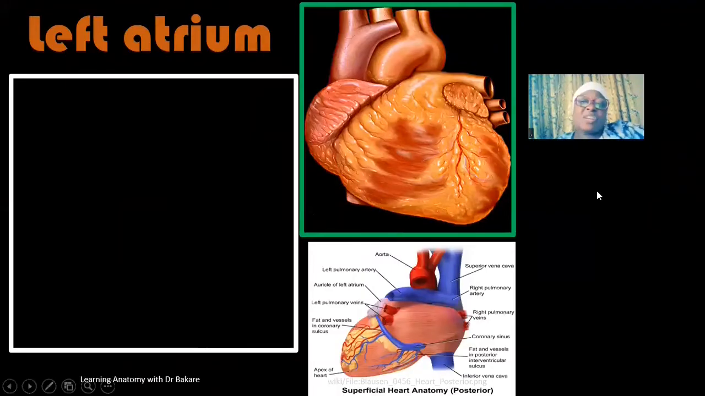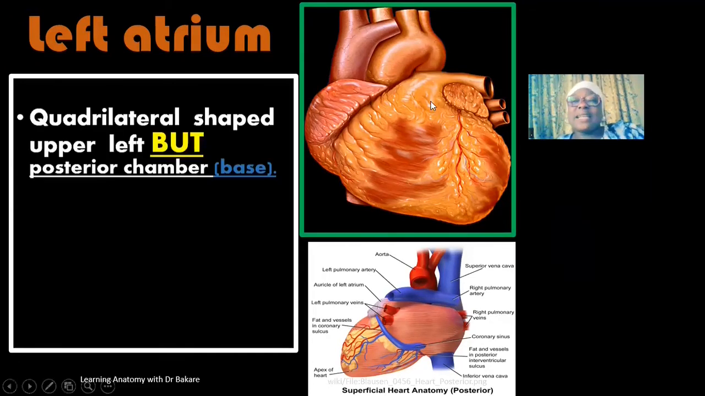The left atrium is the quadrilateral left upper region of the heart. We know that the heart is divided into upper region and lower region. The upper region of the heart is made up of the right and the left atria, while the lower region of the heart is made up of the ventricles, which include the right and the left ventricles. So the left upper region of the heart is where we have the left atrium, just as the name implies. If you look at this image down here, this is the left atrium.